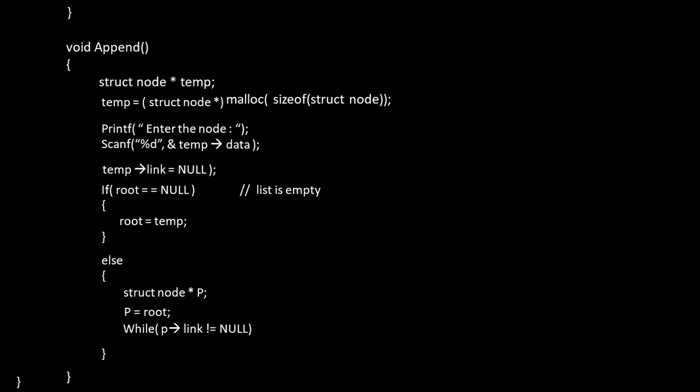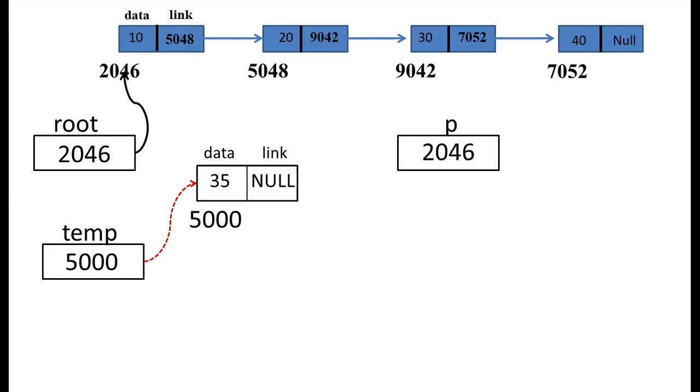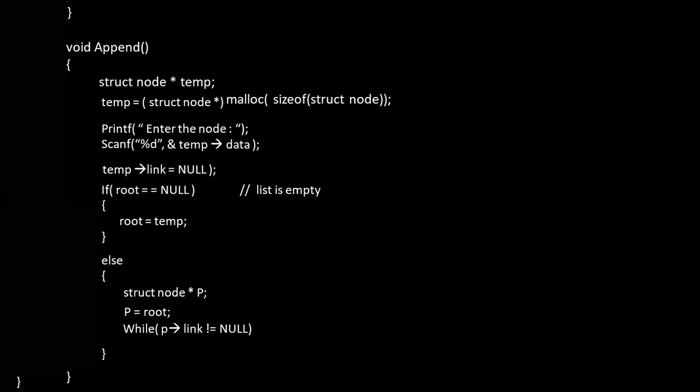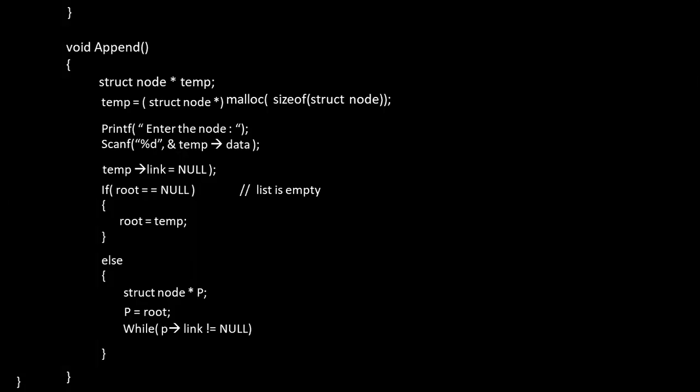So p is first connected to the first node, and p->link is not equal to null. So here we have to assign p with the p->link value. Okay. So here in this case, what is p->link?